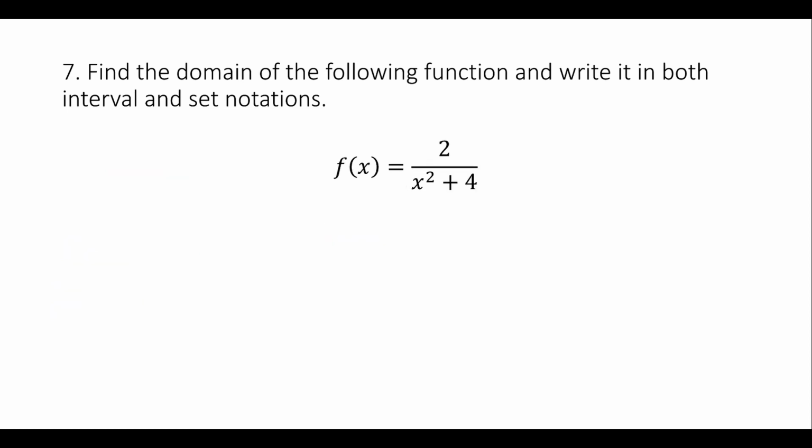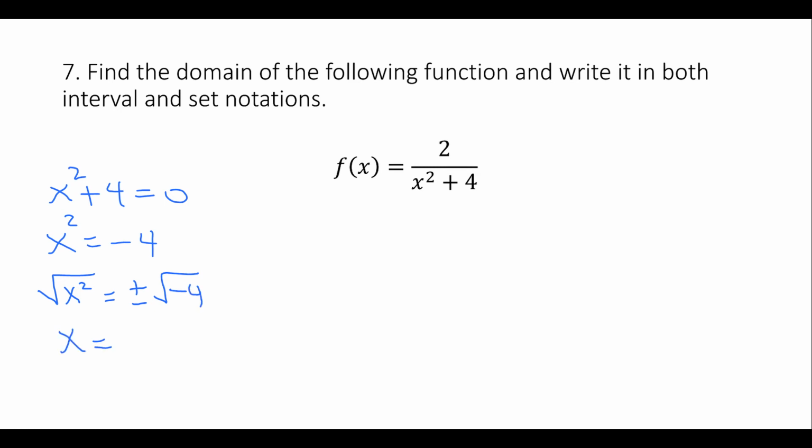We have another rational function here. So we know how to find the domain. We set the denominator equal to 0. So x squared plus 4 equals 0. And then we solve. So we get x squared equals -4. Taking the square root of both sides, don't forget the plus and minus. We get x equals plus and minus 2i.